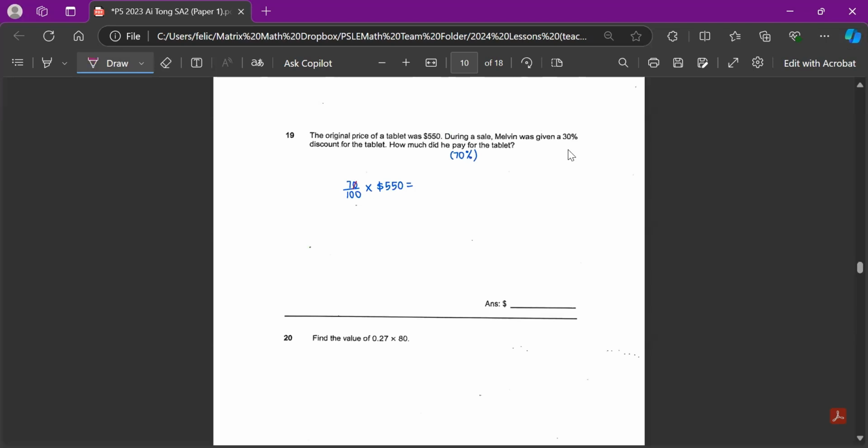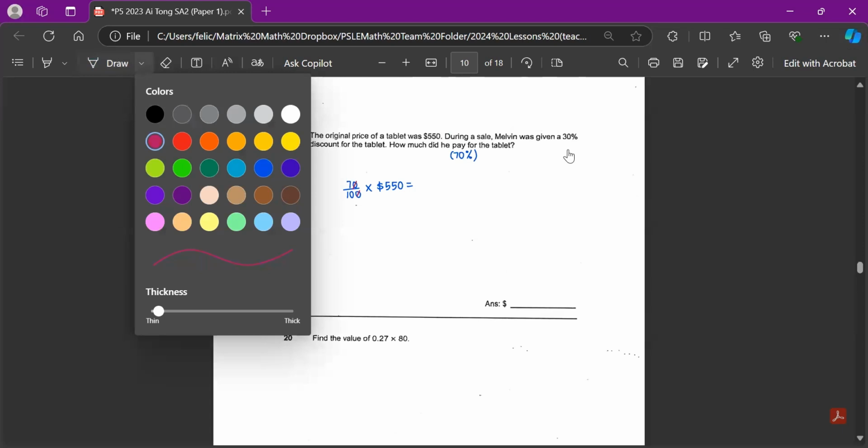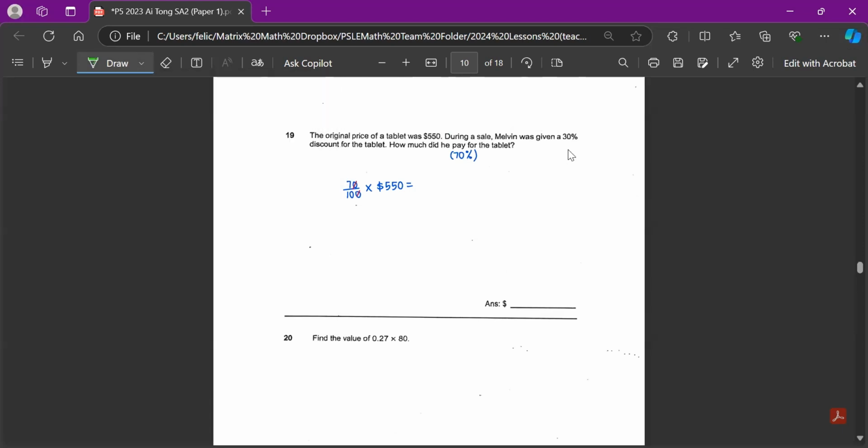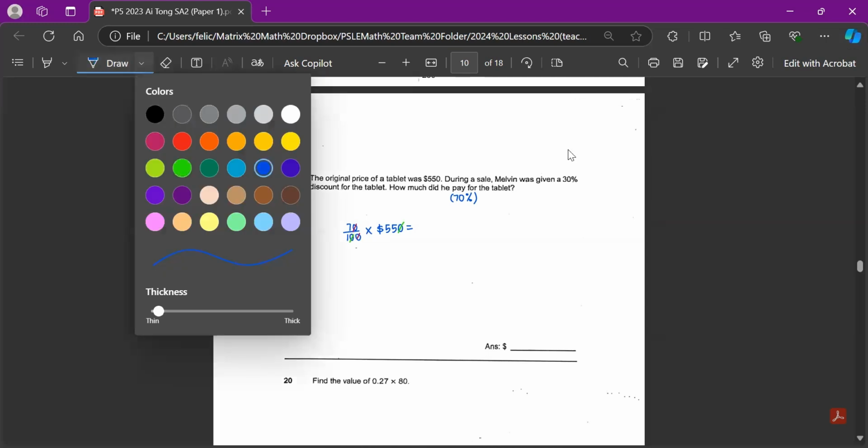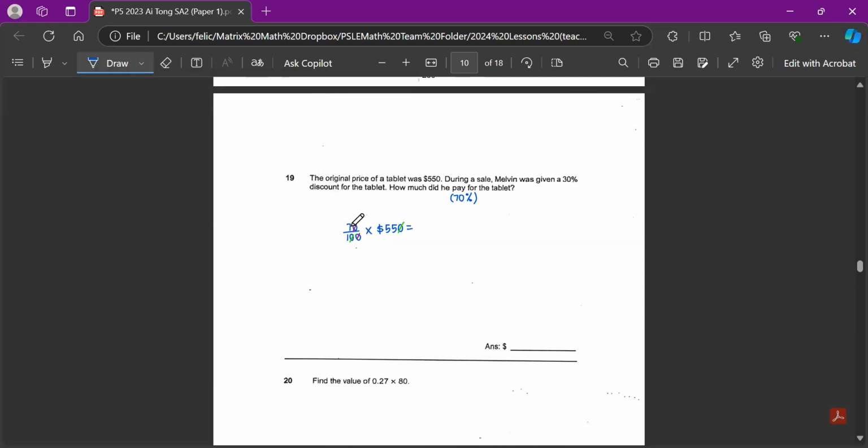right? 0, 0 can cancel. This 0 also can cancel off. Lastly, it's just 7 over 1 times 55. 7 over 1 is 7 times 55. That gives us $385. Okay?